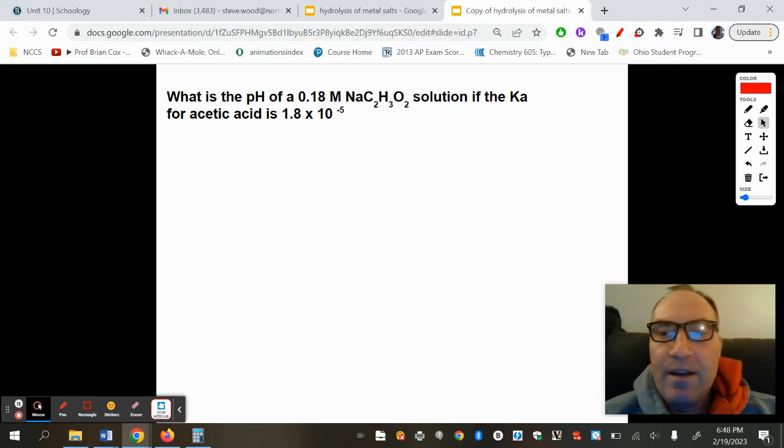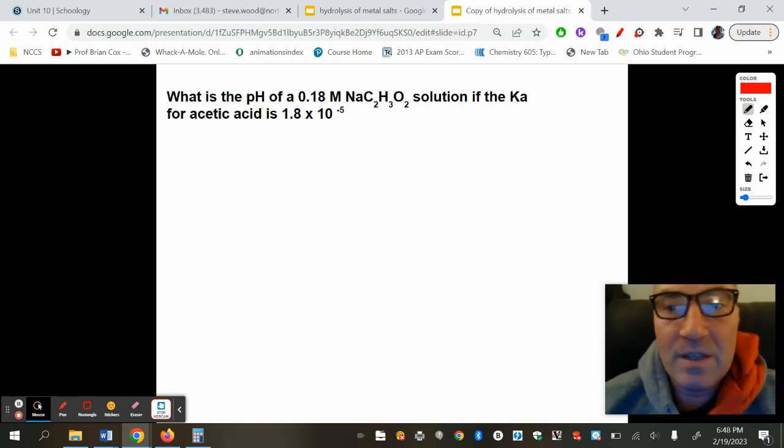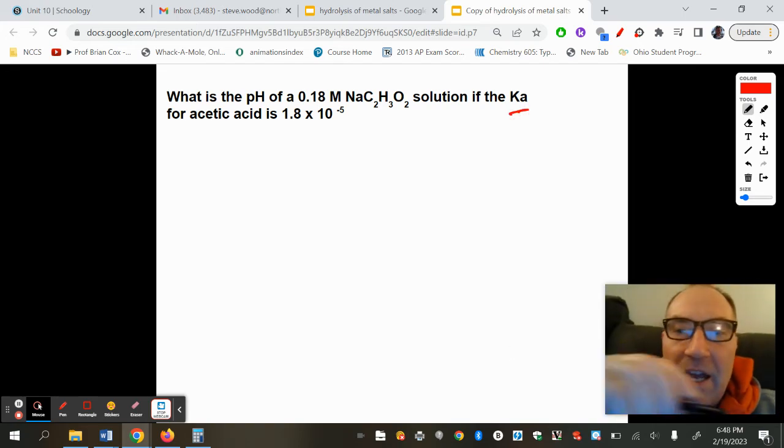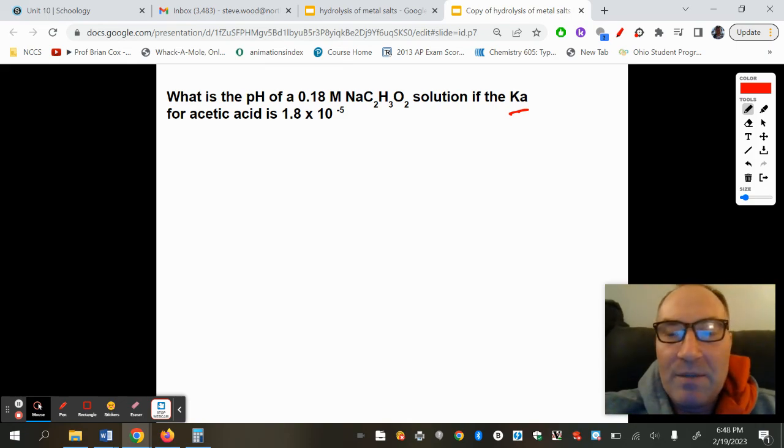Okay, now this is the ICE problem for hydrolysis. These are the master level ICE problems. So how do I know this is an ICE problem? Well, first off, they give me a Ka here, and anything with Ka means I'm probably going to have to do an ICE problem.